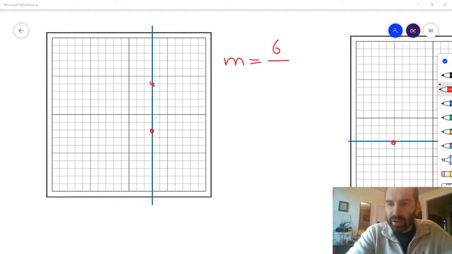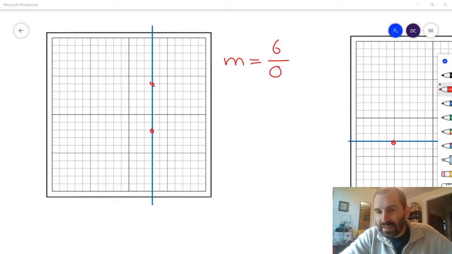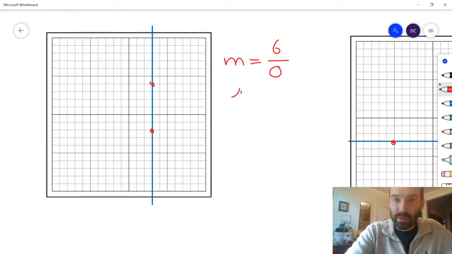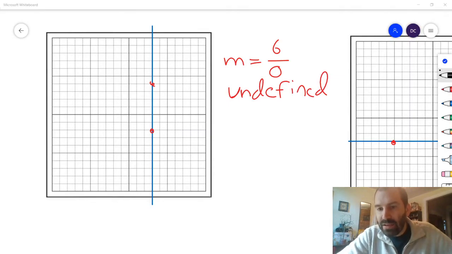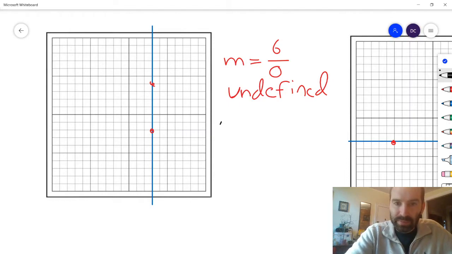And now what was my run? Well, I didn't go sideways at all, so my run is 0. Now, what is 6 divided by 0? Well, any number divided by 0 is undefined. So what we see here is that's going to happen for any vertical line. You're always going to get a run of 0. That's kind of what it means to be vertical. So any vertical line is going to have an undefined slope.